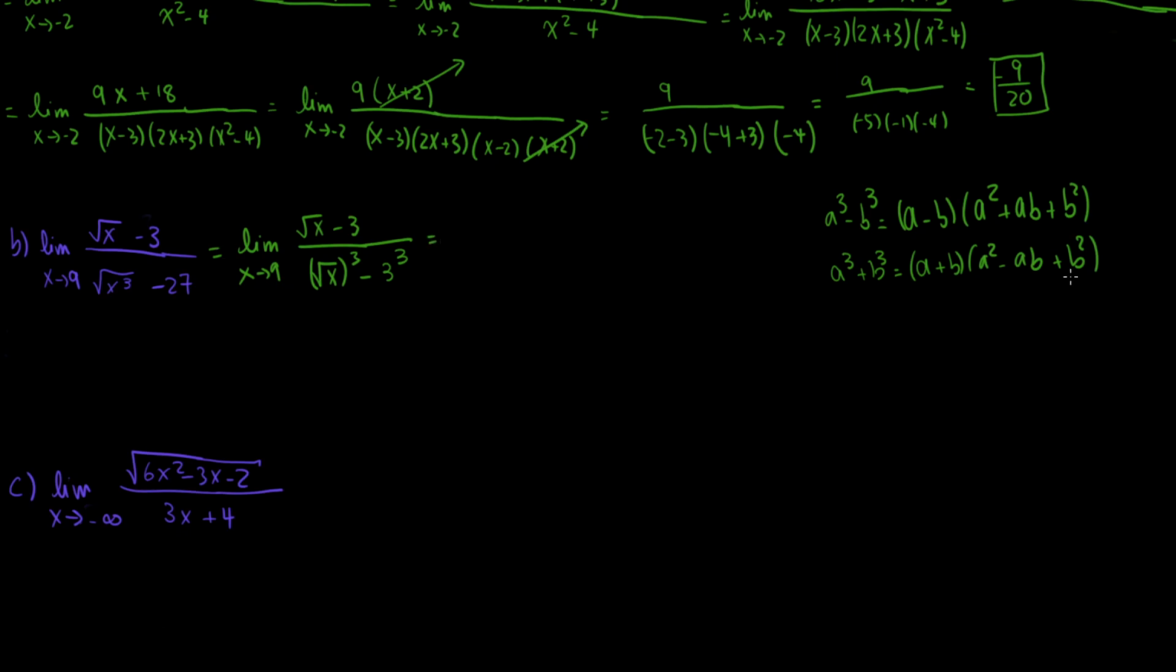Well, now what I can do is, according to this first one, I can just factorize the bottom of this. So it's the limit as x goes towards 9 of root x minus 3. And then at the bottom, you get square root of x minus 3, that's the a minus b, times a squared, which is square root of x squared, which is just x, plus a, which is root x, times 3, which is 3 root x, plus b squared, which is 9.